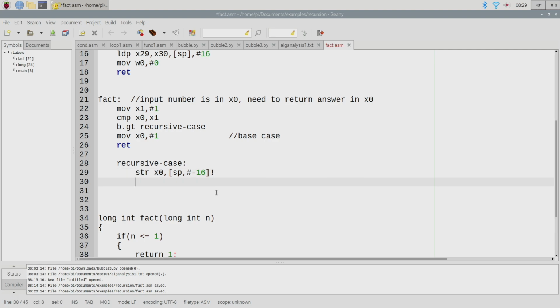Okay, now, 2 questions. I used str here, not stp. Why? I'm only storing one register. STP is if I'm storing a pair. In this case, I don't need to store a pair, so there's no worries. Okay, and why still minus 16? Even though I'm only storing 8 bytes worth of stuff. Yeah, because the stack pointer must be a multiple of 16. That is a hardware requirement. Yes.